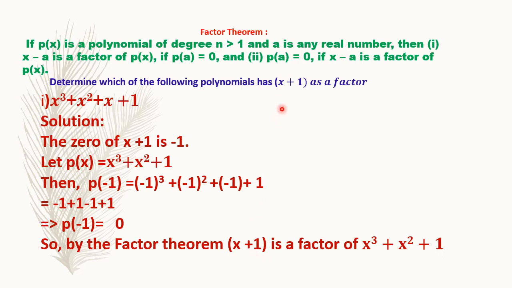Whenever we get the 0, it means that particular polynomial has x plus 1 as a factor. It means this part is the factor of the polynomial.